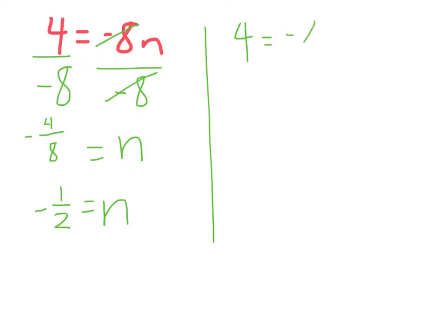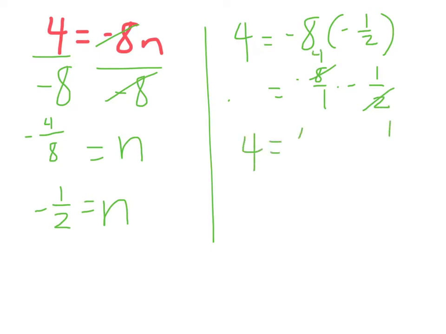And then I check it. 4 equals negative 8 times negative 1/2. So I see negative 8 over 1 times negative 1 over 2. This can cross simplify. And 4 equals 4. Negative times negative is positive.